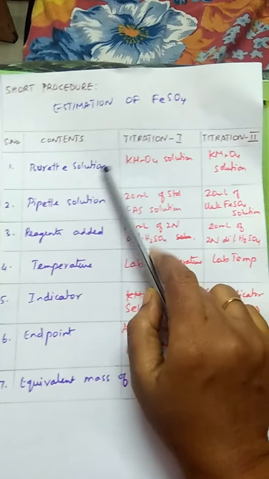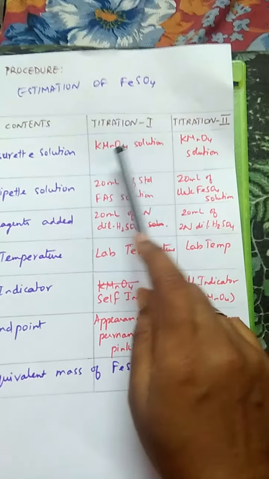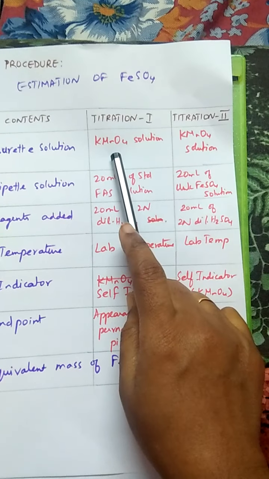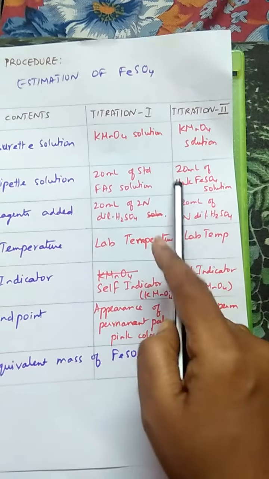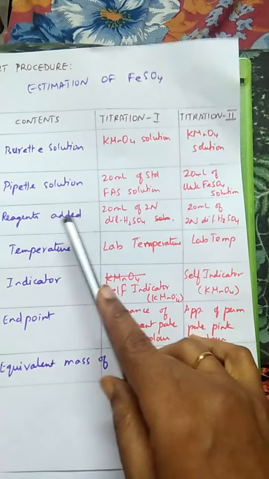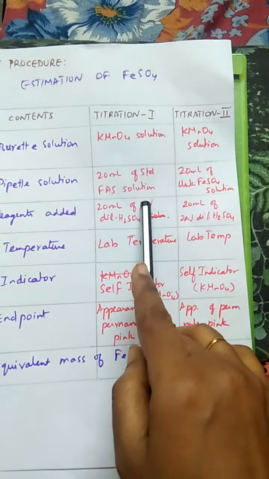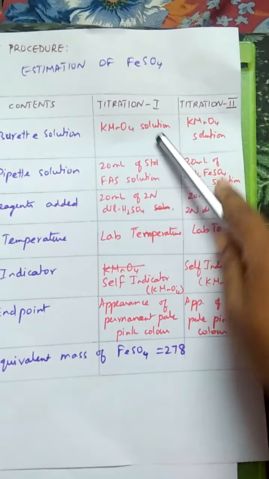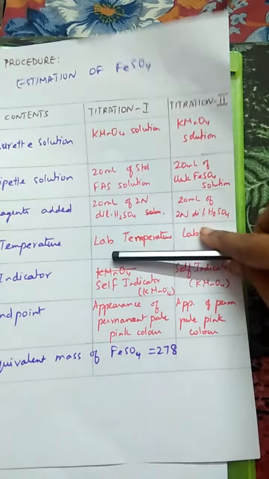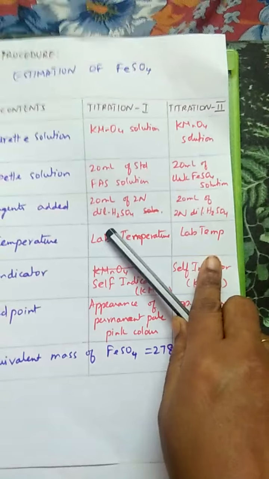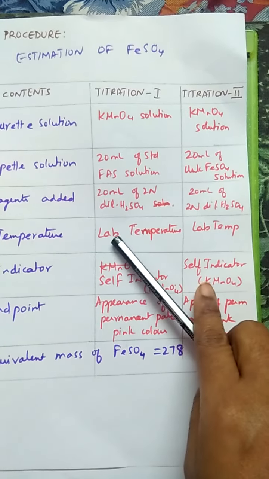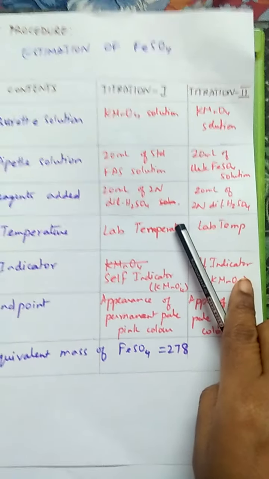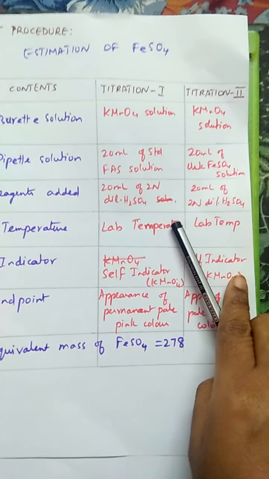So in both the titrations we are going to take KMnO4 as the burette solution, and the pipette solution in the first titration is FAS, in the second is ferrous sulfate. And always the acid will be added, because acidified KMnO4 is only going to act as an oxidizing agent. So 20 ml of 2 normal dilute sulfuric acid will be added for that purpose. And the temperature is lab temperature for both the titrations. So we are not going to heat the conical flask.